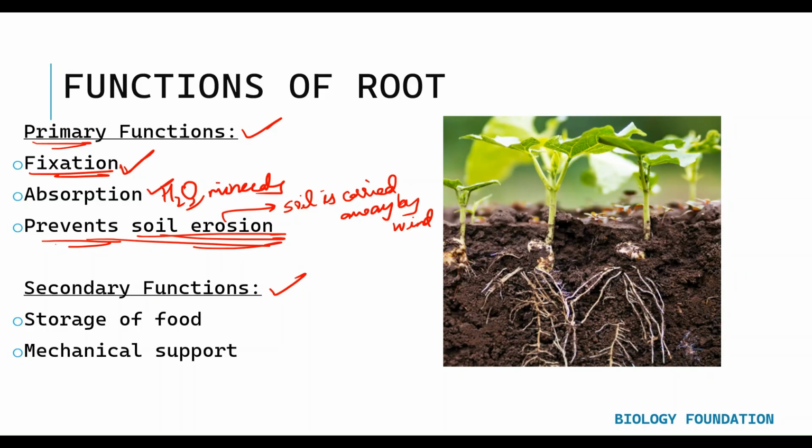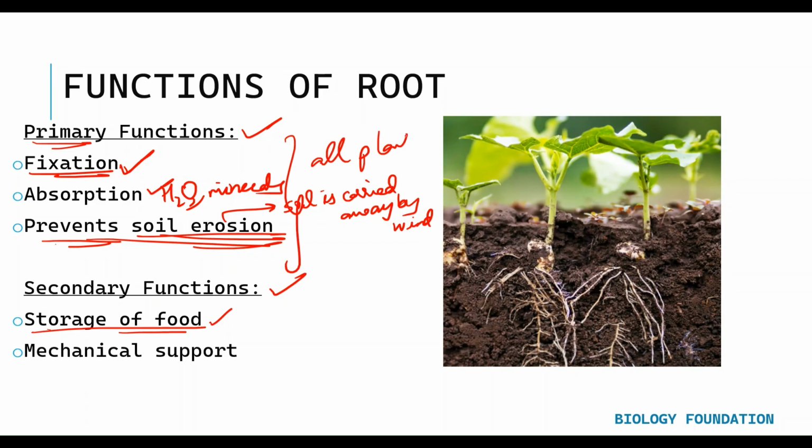So these are the primary functions of a root. In any plant, these are the functions of a root. Now let's understand what the secondary functions are. Secondary functions are found only in a few plants, not in all plants. In some plants, roots help in storage of food, not in all plants. These are the functions which are seen in all plants.